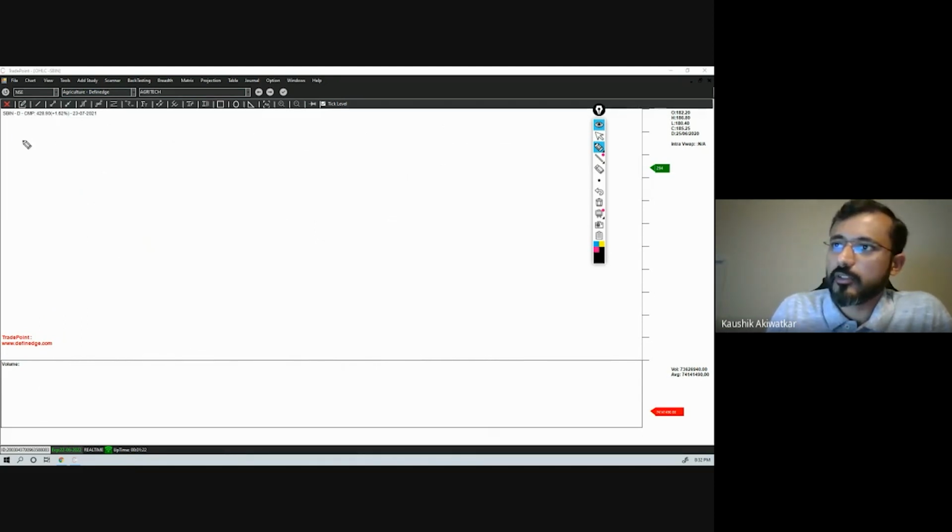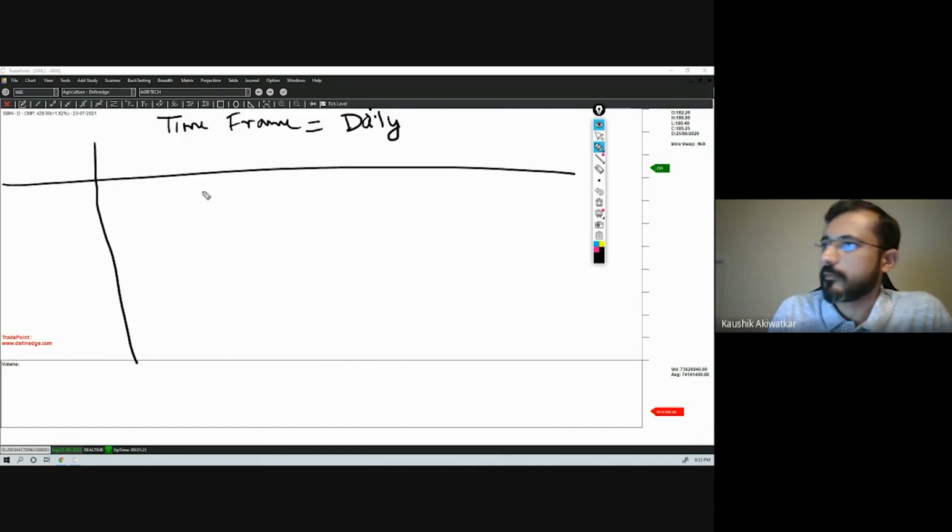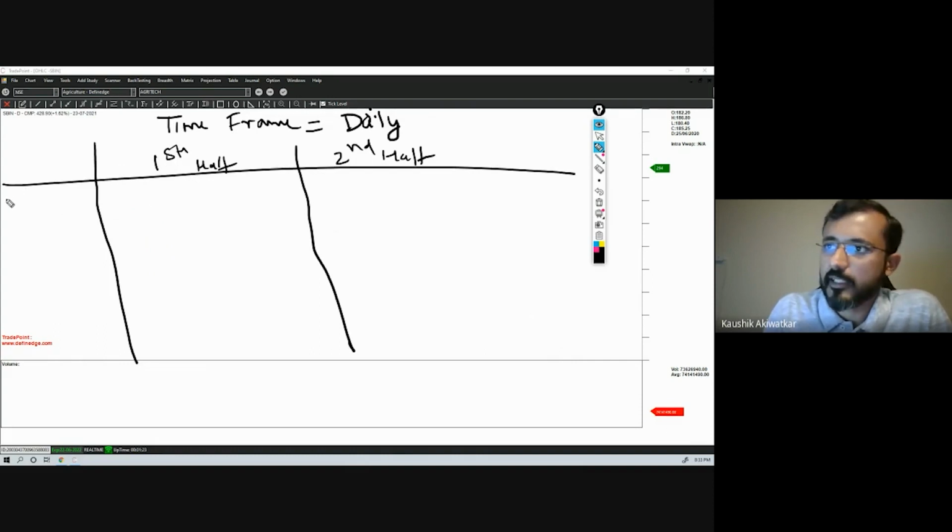So now I'll write down all the patterns, and we'll combine this with the market psychology. Our time frame for this is daily. You also start writing in this same format. So the first is perfect doji.